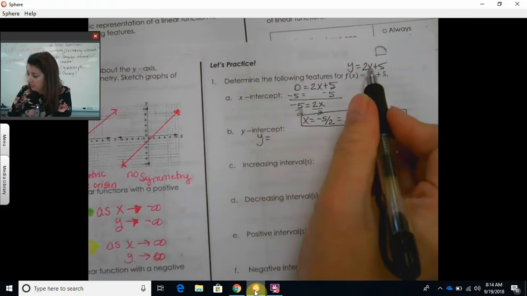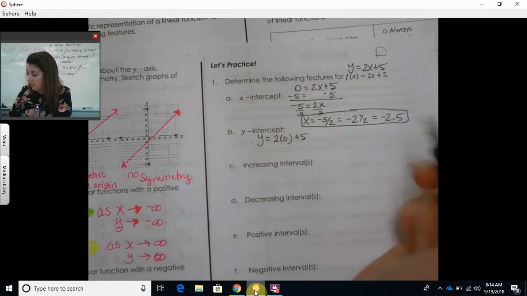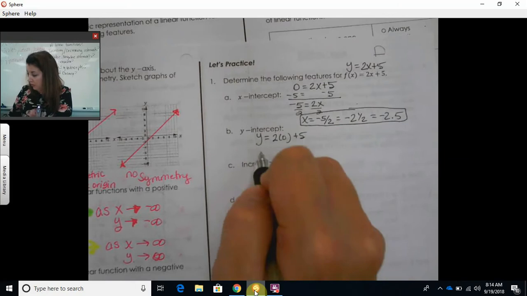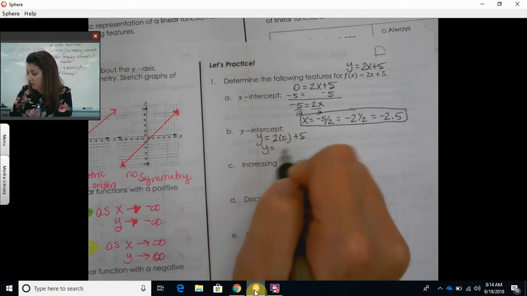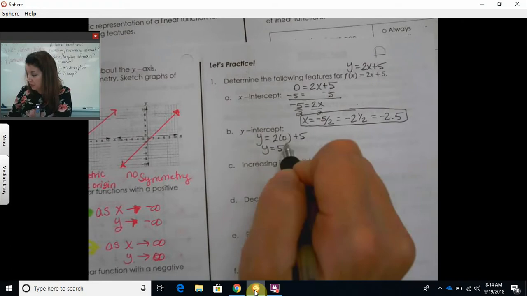So take my equation, and instead of 2 times x, I'll do 2 times 0. Notice now the only variable I have is y, so I'm solving for y. So 2 times 0 is 0, 0 plus 5 is 5. My y-intercept is positive 5.